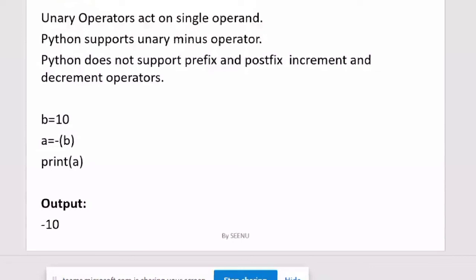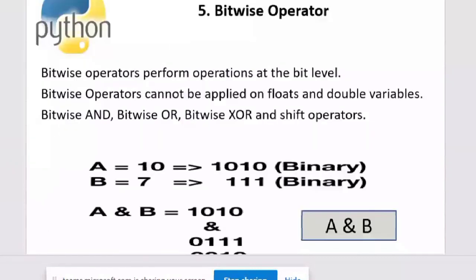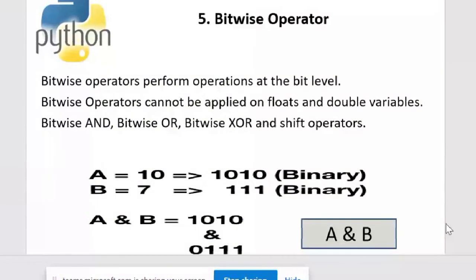Okay, so this is the bitwise operators. You know that bitwise operators perform the operation at a bit level, right? Yes, sir. And you have to remember that bitwise operators cannot be applied on floating point values and double values. Remember that we don't apply bitwise operations on float values and double values. Bitwise operations include bitwise AND, OR, exclusive OR, and there are shift operations like left shift and right shift.